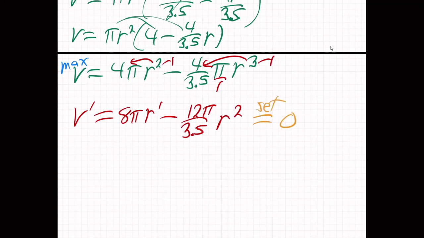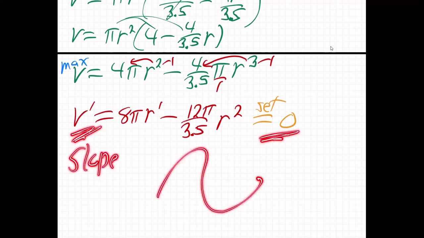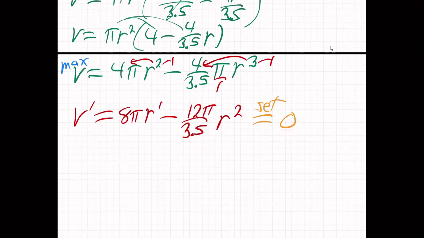Because the derivative is the slope, and where the slope is 0, right? If you have a roller coaster, at the top and at the bottom, at the max and at the min, at the high and the low points, the derivative is flat. The slope is flat. The derivative is 0. All right, so let's solve that thing. Let's bump this to the other side.